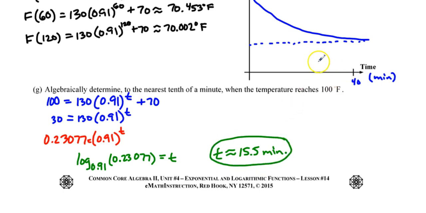Okay, and that seems reasonable because it would get to 100 early on. Okay, it took almost 40 minutes to get right down to 70.